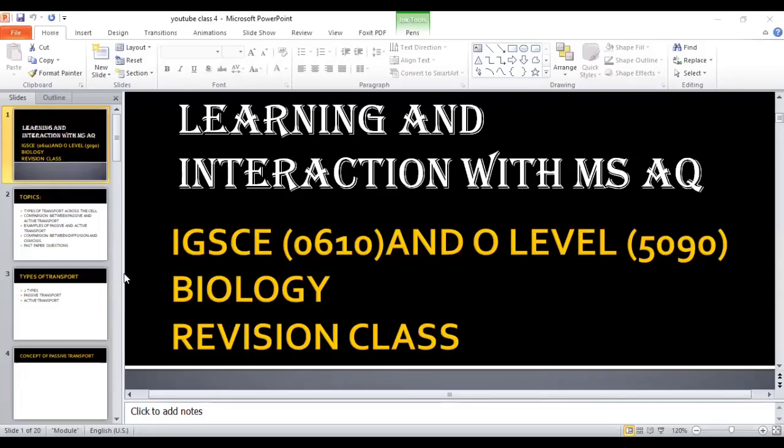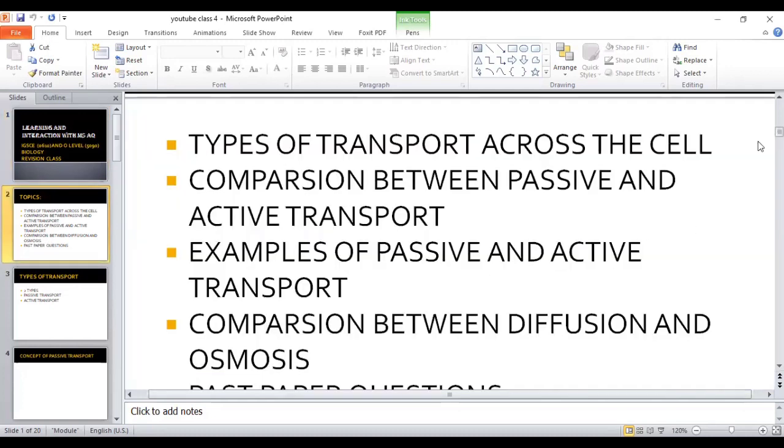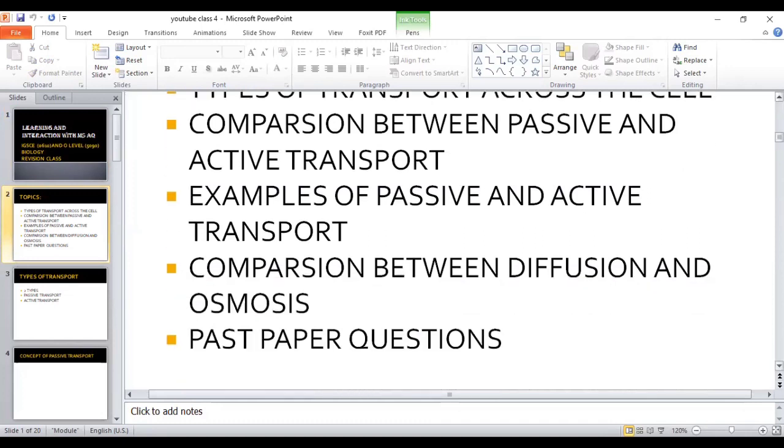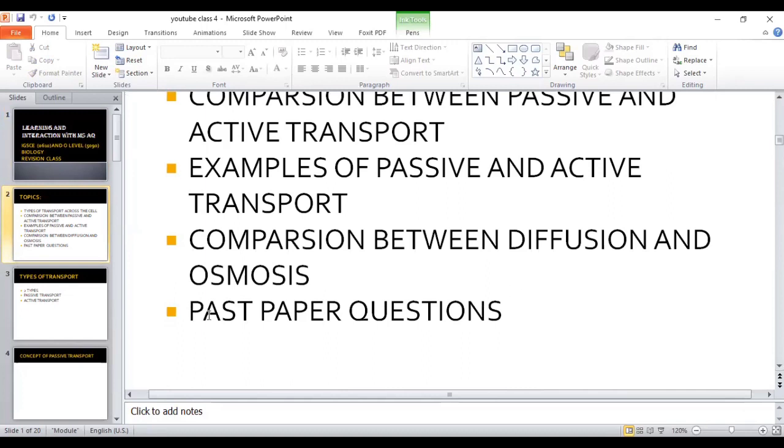So today we are going to discuss important topics related to O levels and IGCSE biology. So today's topics are types of transport across the cell, comparison between active and passive transport, example of active and passive transport, and comparison between diffusion and osmosis. Then we will start some past paper questions.